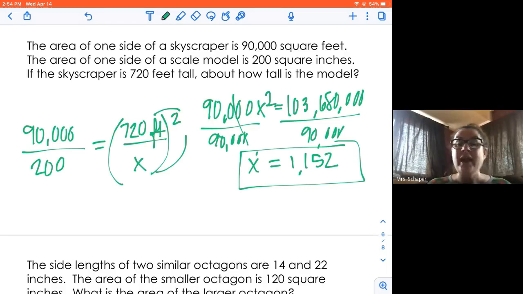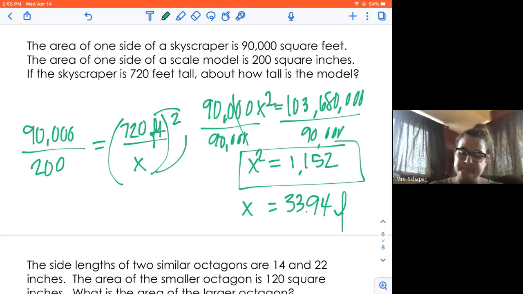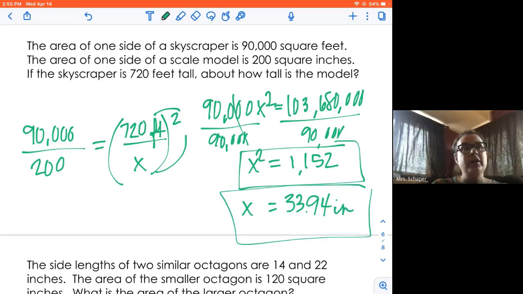So X squared is equal to 1,152. So the square root is 33.94 feet. Inches, I got to use the right unit. Oh, goodness. Totally made a mistake. All right, we got one more here.